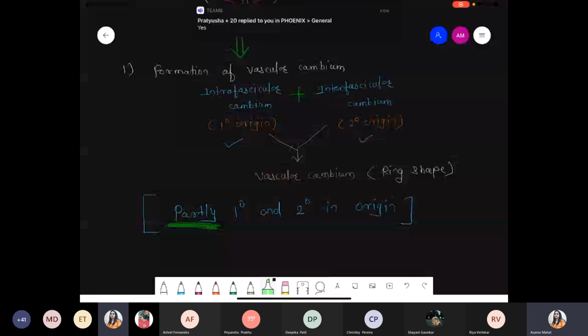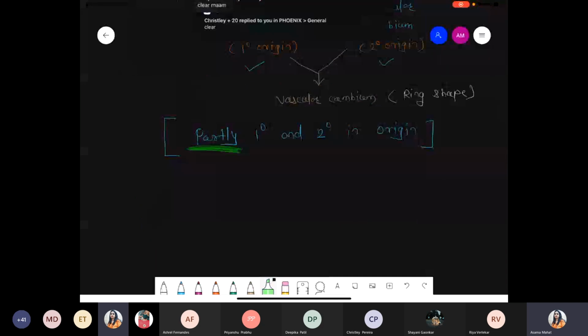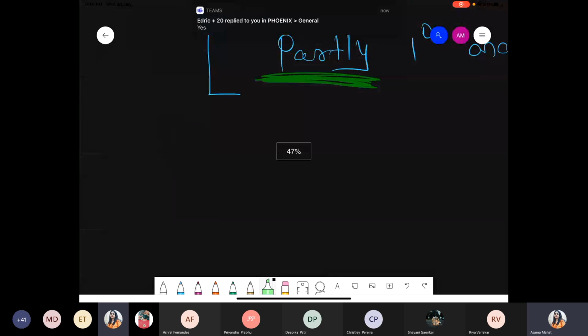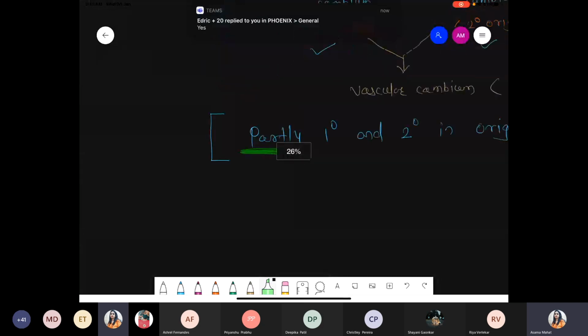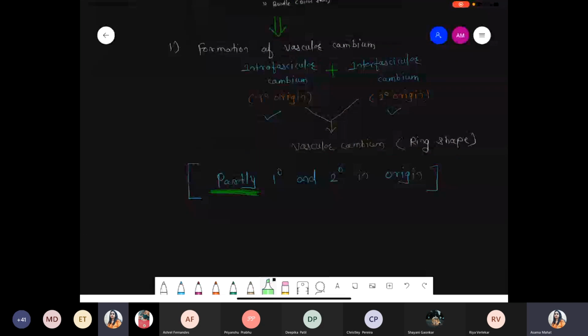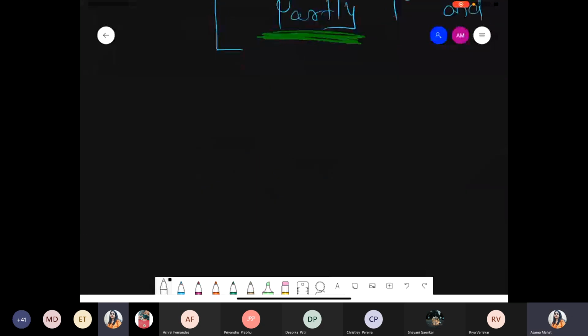Okay, Pratyusha. So this is the first step with respect to the formation of the vascular cambium. Second step, we are talking about the activity of the vascular cambium. Number 2. See, we gave this number 1. We are taking this step by step. First step, how it gets formed. Second step, activity. So write down the second point, activity of vascular cambium.